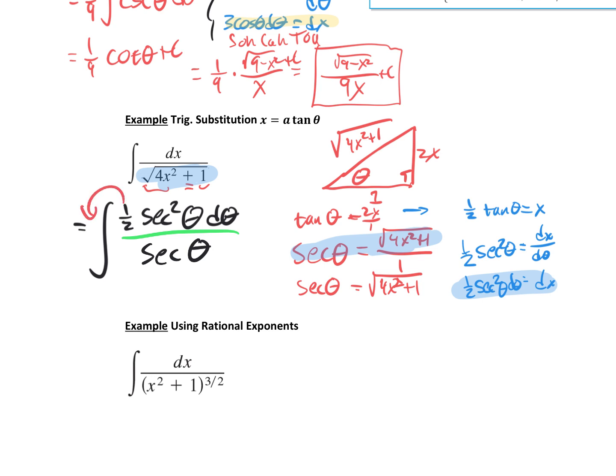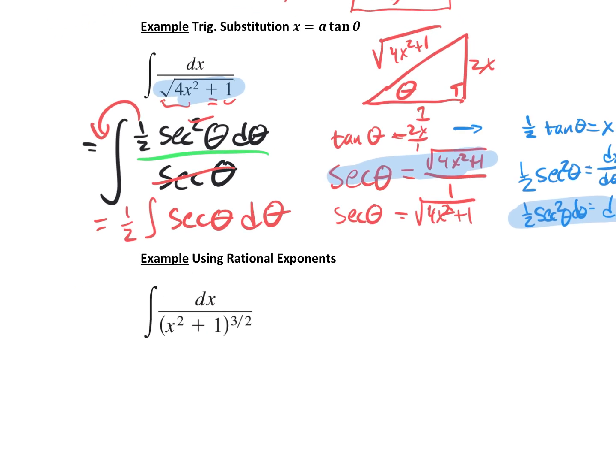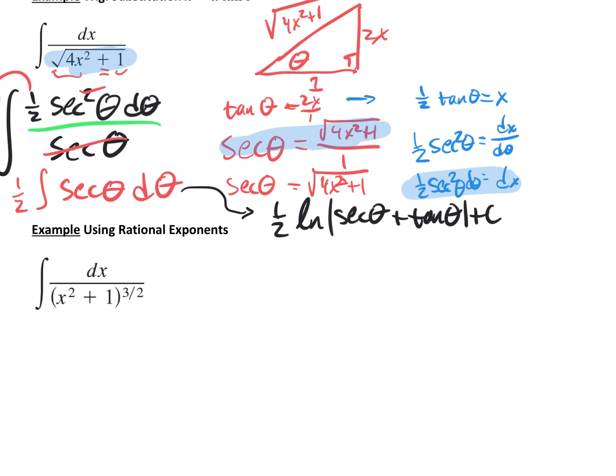That 1/2 can come on outside. One of these cancels with one of those. And we have 1/2 integral of secant theta d theta. So this is one we can look up and use our table for this. So looking this up in our trig tables, we end up with 1/2 times the natural log of secant theta plus tangent theta plus c. And don't forget to convert this back.